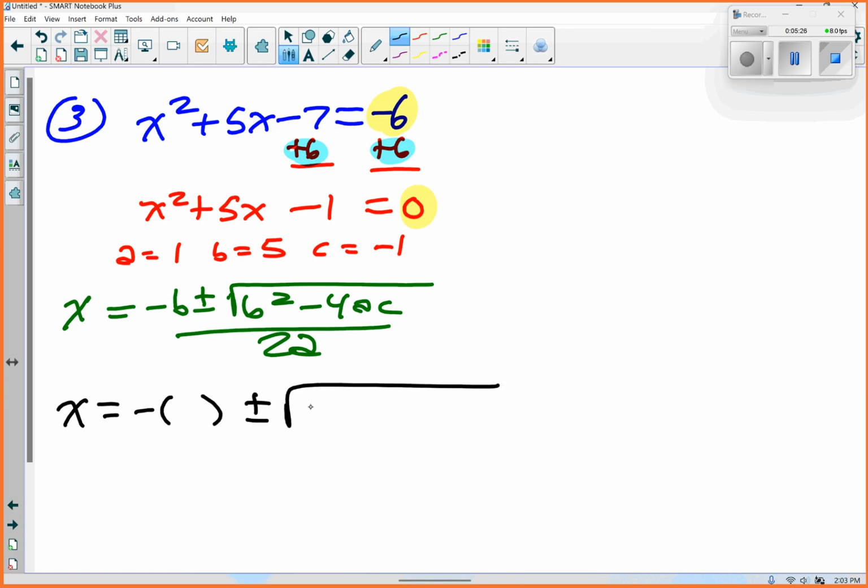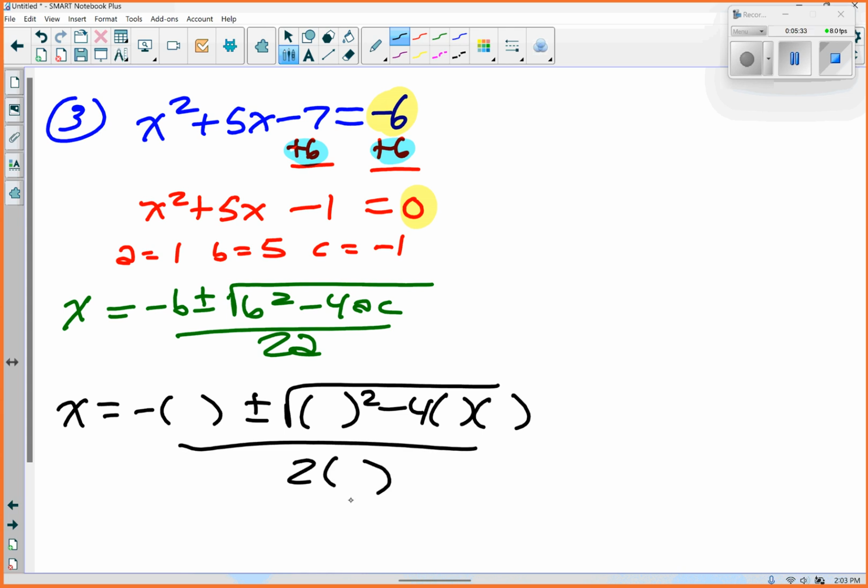So now, all those parentheses are where we're plugging in the A's, B's, and C's. Agree? What's in the first one? First blank. 5. Second blank. 5. Third blank.